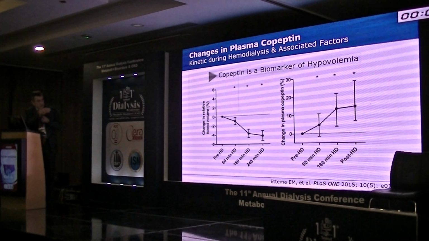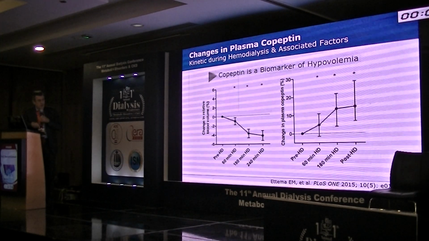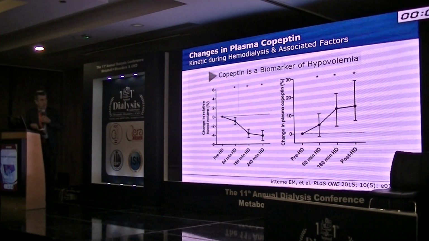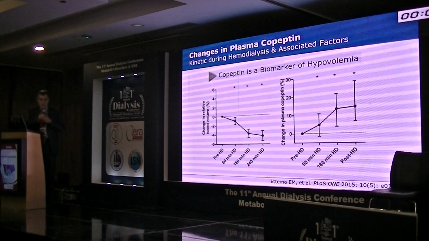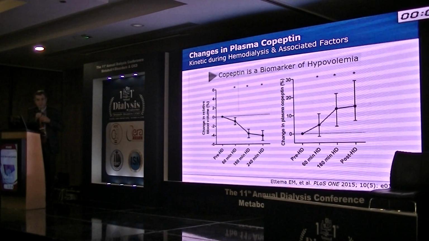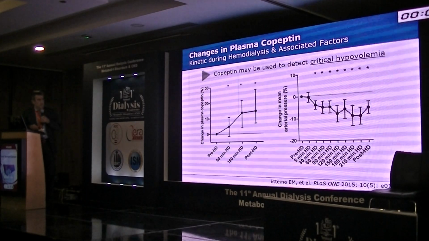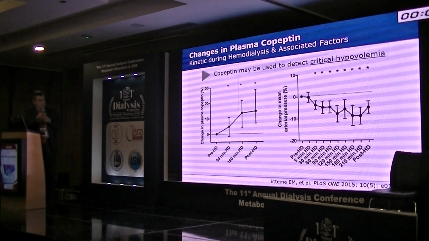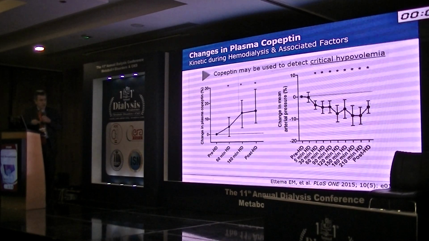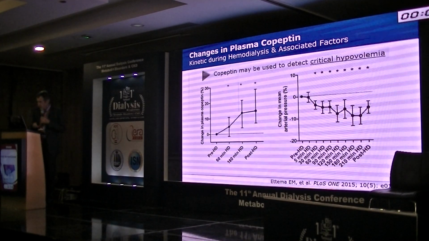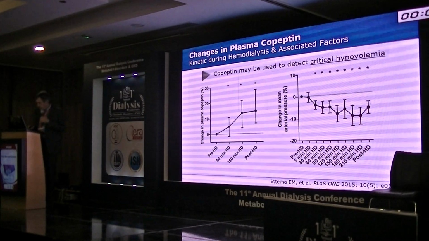If you look at the kinetics during the dialysis session, you see that the more you dry the patient, the more you reduce copeptin. So maybe by playing with BNP and copeptin, you can know exactly where the patient is in terms of fluid overload, or where there is a critical hypovolemia. The idea was to identify critical hypovolemia by combining troponin I and copeptin.